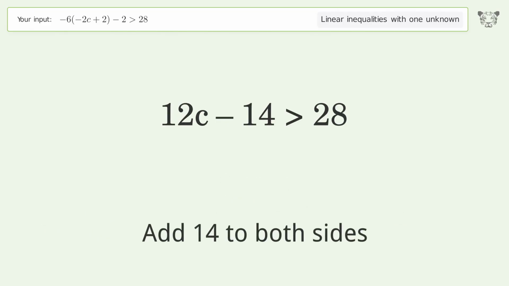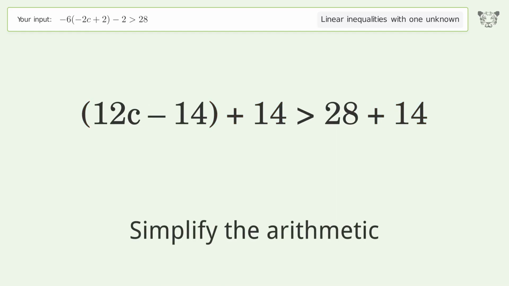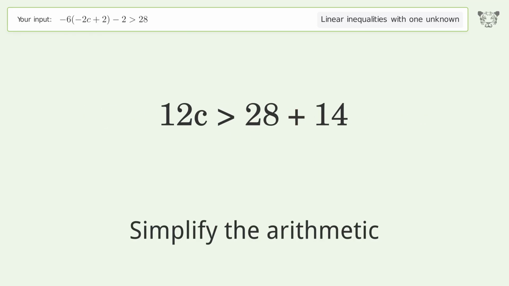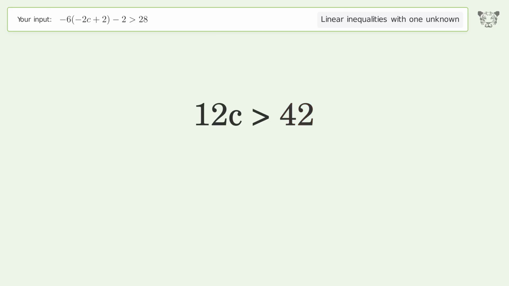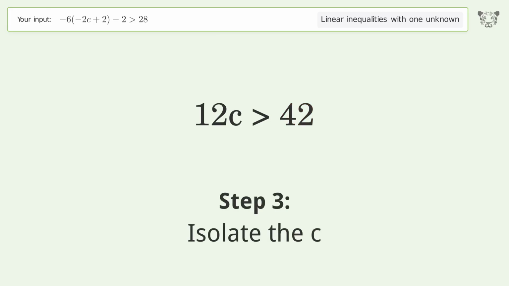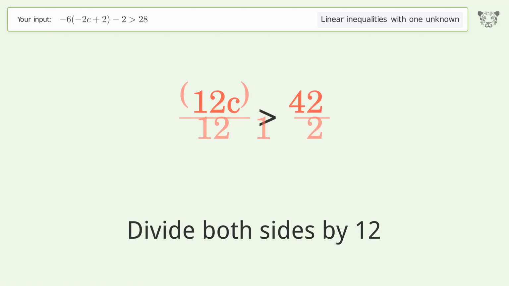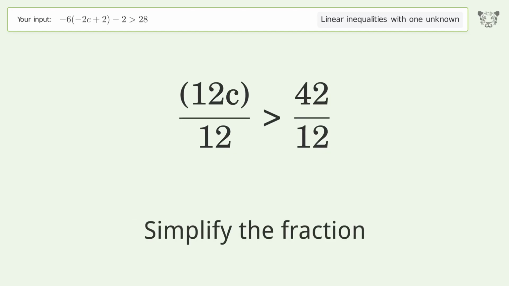Add 14 to both sides. Simplify the arithmetic. Isolate the c. Divide both sides by 12. Simplify the fraction.